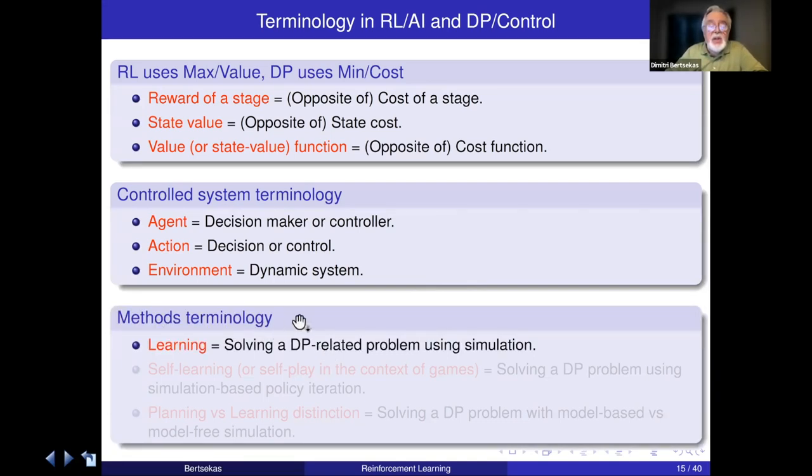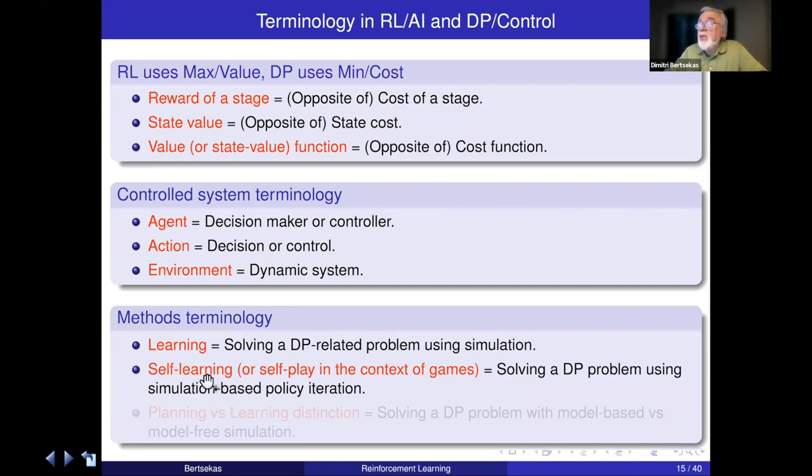And then there are differences in methodology terms. The term learning is used in reinforcement learning a lot. It's part of its name, reinforcement learning. In decision control, it relates to simulation, solving a dynamic programming related problem by using simulation. The term learning connects with simulation in the control context. Self-learning, you'll see this term a lot in artificial intelligence literature, or self-play in the context of games, corresponds to solving a dynamic programming problem using simulation-based policy iteration. Self-learning connects to policy iteration.